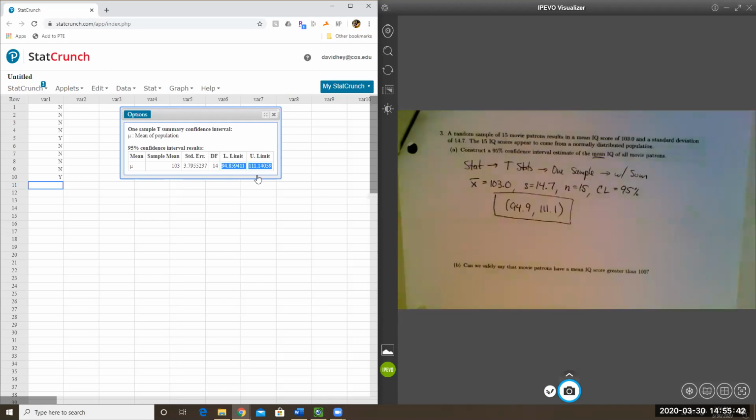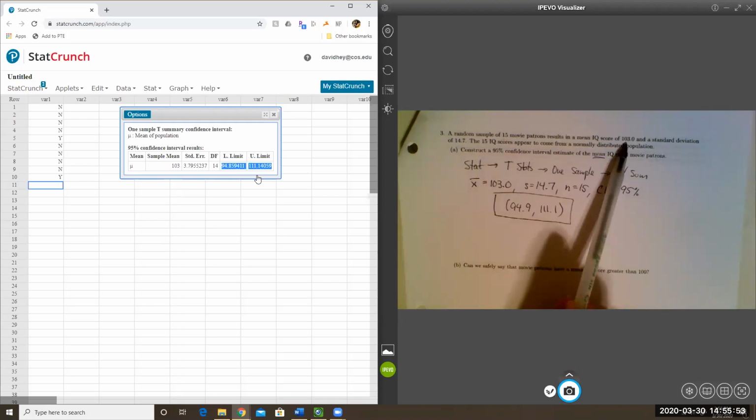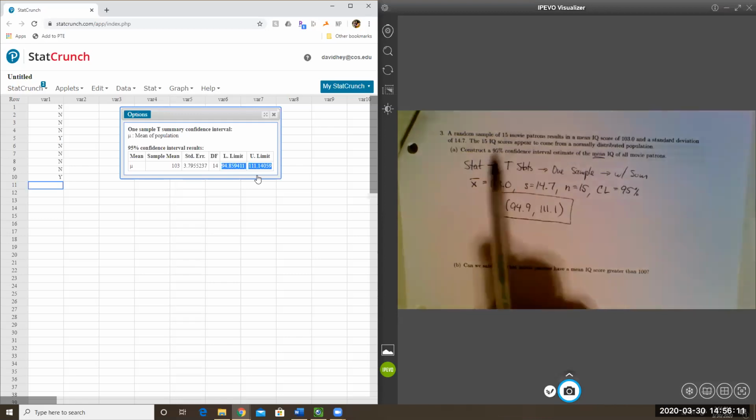And that's my answer there. So thinking about what this means, right? We're saying we know for a fact that in this particular sample of people, the mean IQ score was 103. But if we looked at all movie patrons, in other words, everyone who watches movies, which is most of us, and we measure their IQ scores, what would the mean IQ score be for all movie patrons? We're saying we're 95% certain that the true population mean is somewhere between 94.9 and 111.1.